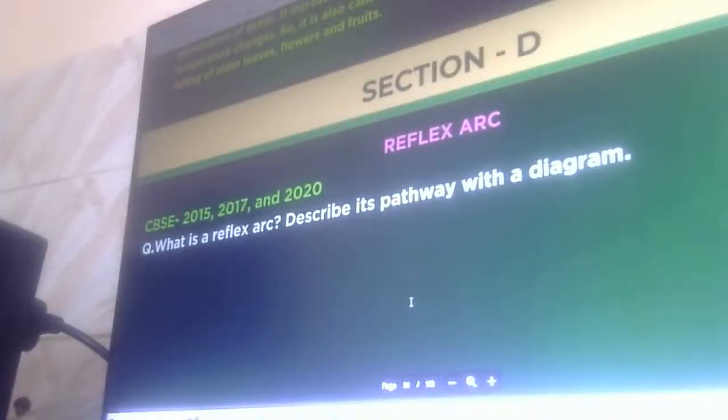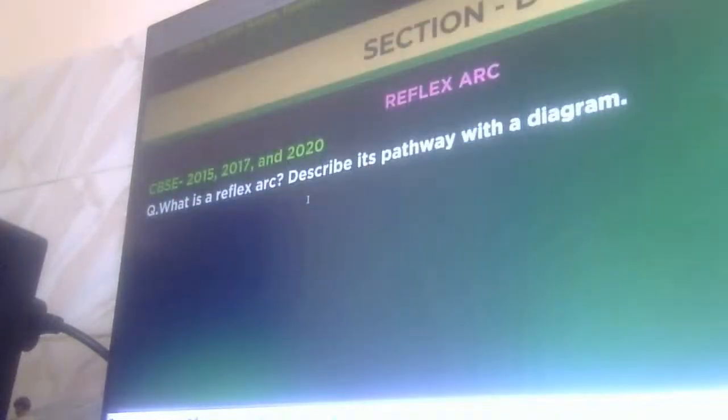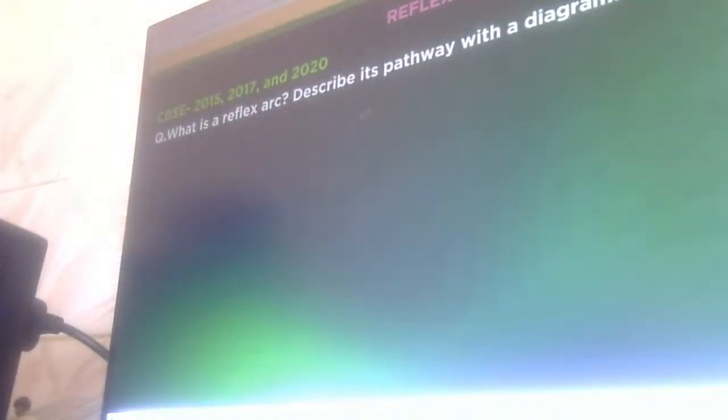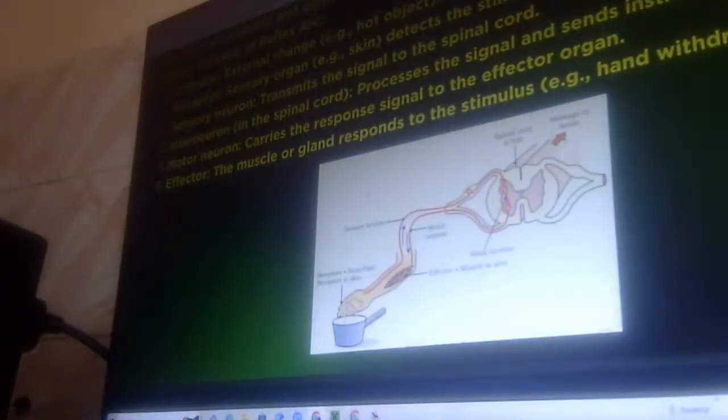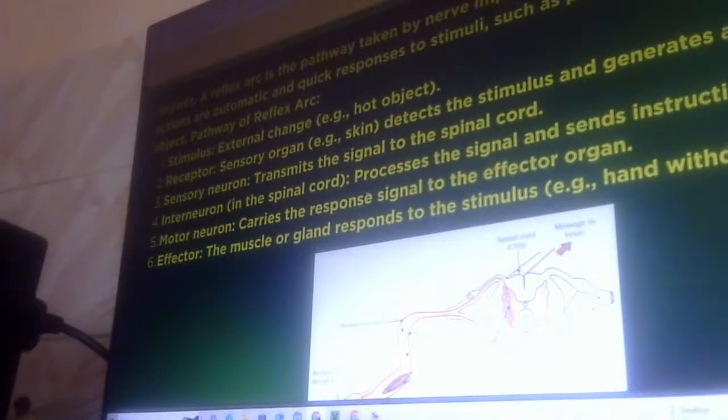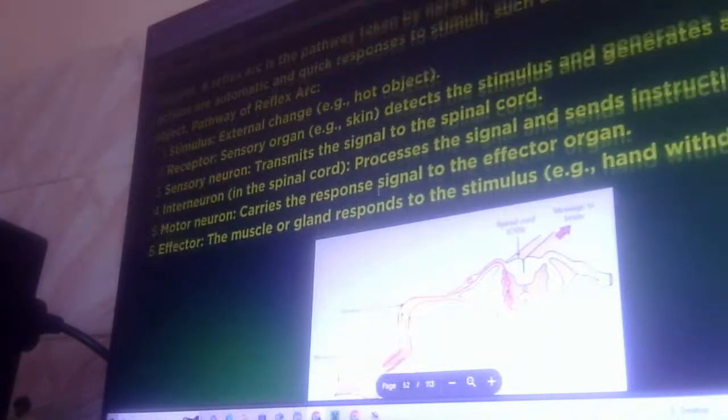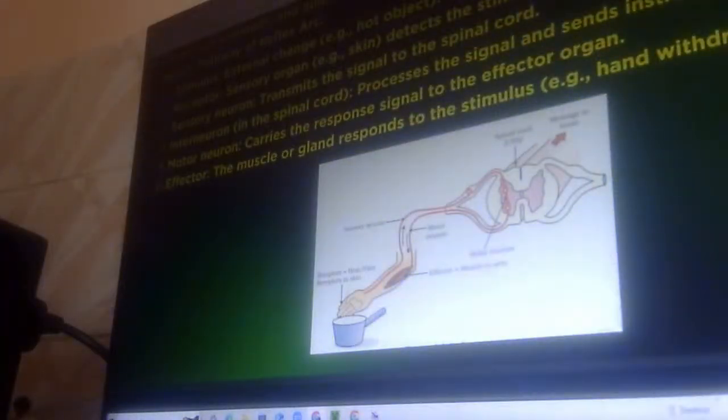Reflex arc. What? Reflex arc. Reflex arc diagram. Reflex arc is fine, but the diagram. God, don't give me this. Do not even think of giving me this.